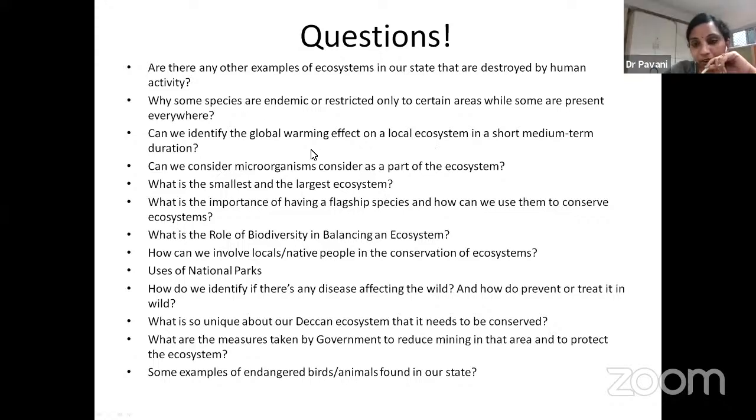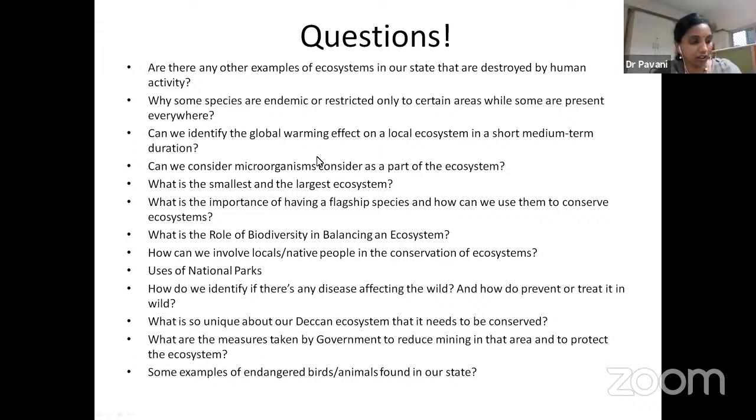Yes, sir, definitely. Maybe the locals should take such an initiative and take it forward. So one more question was, what is the effect of biomagnification and what is its effect on the ecosystem? Do we see that in the Deccan ecosystem? Bioaccumulation and biomagnification.